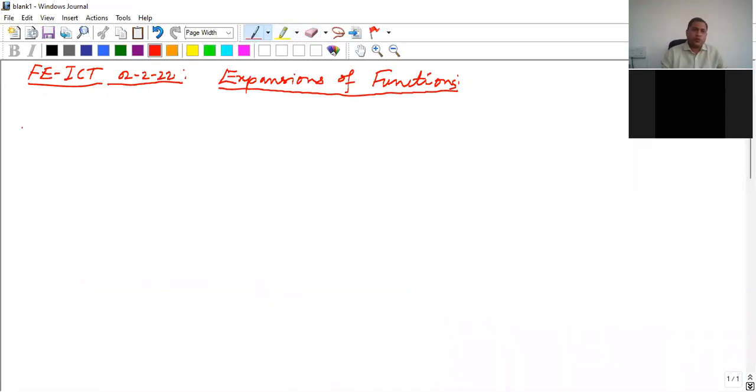There are two important theorems, or two important expansions, that we need to understand. The first is the Maclaurin series expansion. Then we'll have the Taylor series expansion. So what is the relation between the Maclaurin series and the Taylor series?